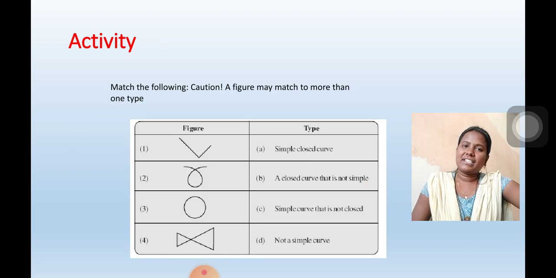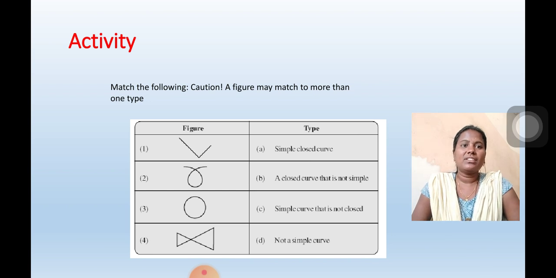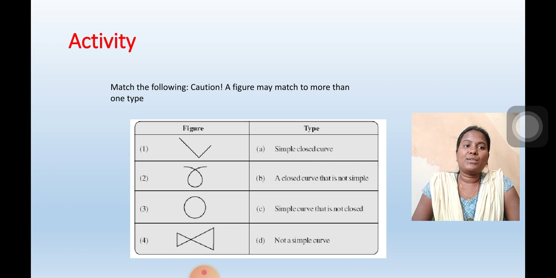So this is another activity for you people. So what is it? Match the following. A figure may match to more than one type. Yes, some figures are given and types are given. So which type is it? Whether it is a simple closed curve, or a closed curve that is not simple, or a simple curve that is not closed.